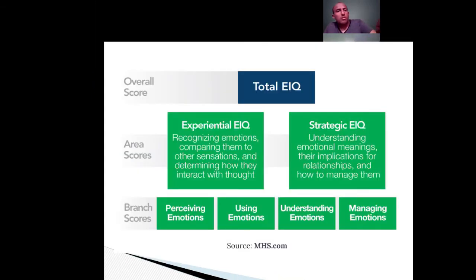Typically, an intelligence IQ is calculated using two main categories. You have experiential emotional intelligence, which is your experience of recognizing emotions and then comparing them to other sensations and how they interact with your thoughts. And then strategic emotional intelligence is understanding the meaning and implication of emotions and how to manage those emotions. And then you have another branch that feeds into these scores, which is perceiving emotions, using emotions, understanding them, and managing them. And that's pretty much how your emotional intelligence is calculated. So if you look at the questions that you answer, you can kind of pinpoint which questions are going to be showing how, maybe, you perceive emotions or you manage emotions.